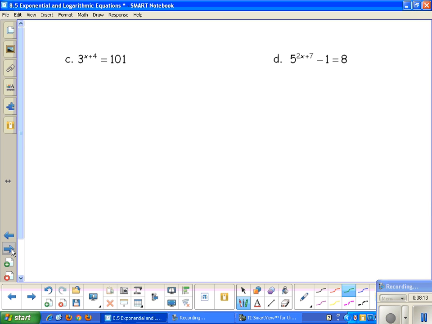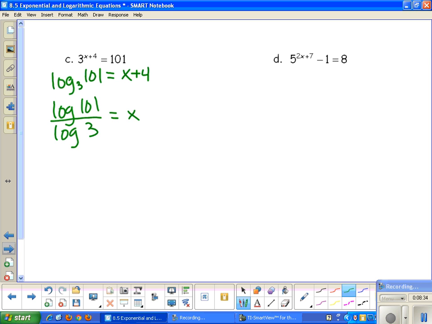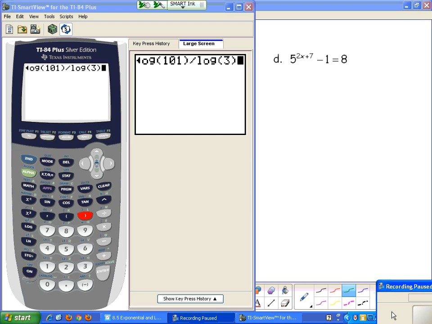So for this one, C, again, we can't get the same base, so I'm going to use logarithms to help me do this. If I write this in logarithmic form, log base 3 of 101 equals my exponent, x plus 4. Again, I'm going to do this part in my calculator. The log base 10 of 101 divided by the log base 10 of 3 equals x plus 4. I would probably wait to round to 4 decimals and just subtract the 4 first rather than having a lot of rounding error.